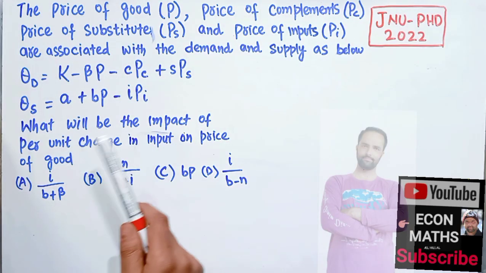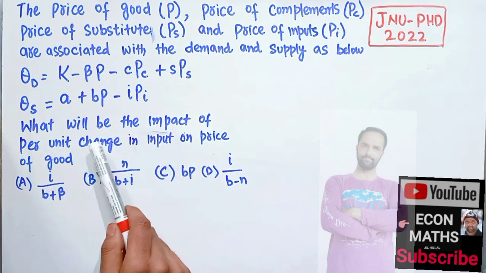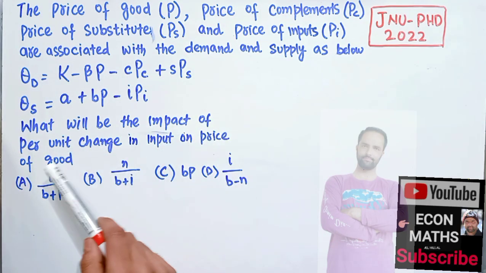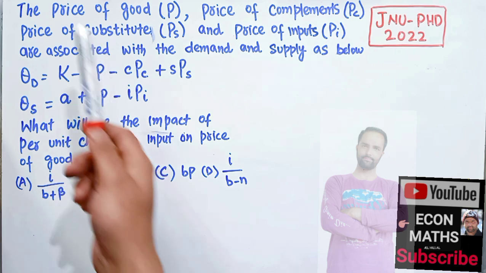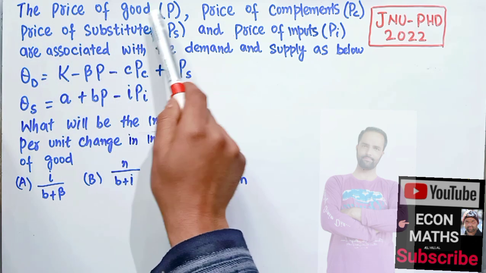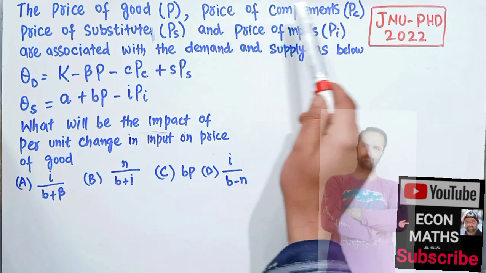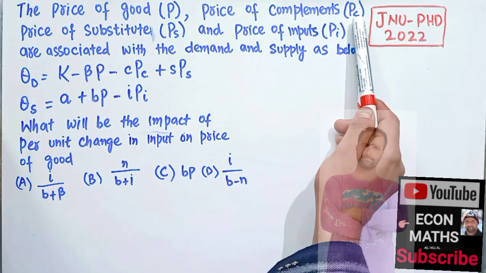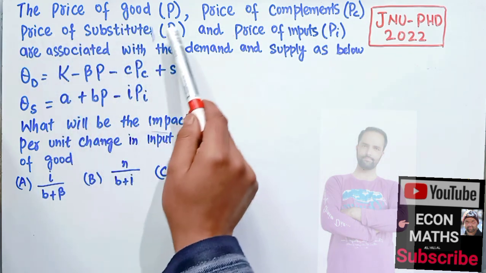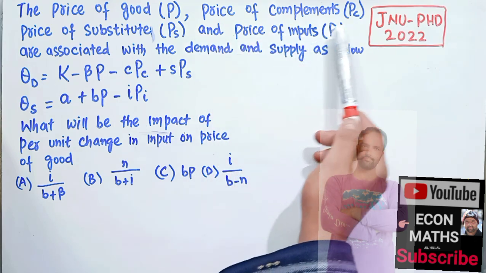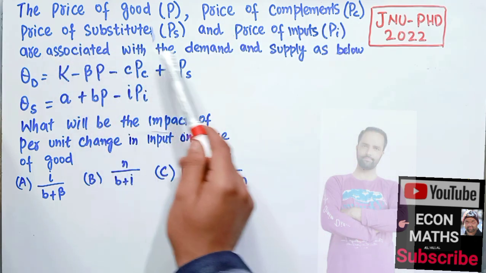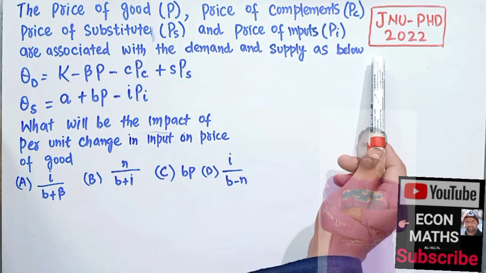The question is to find the impact of per unit change in input on price of good. So the question actually is, the price of good, which is denoted by P, price of complement, which is denoted by P subscript C, price of substitute, that is PS, and price of input, which is PI, are associated with demand and supply as below.